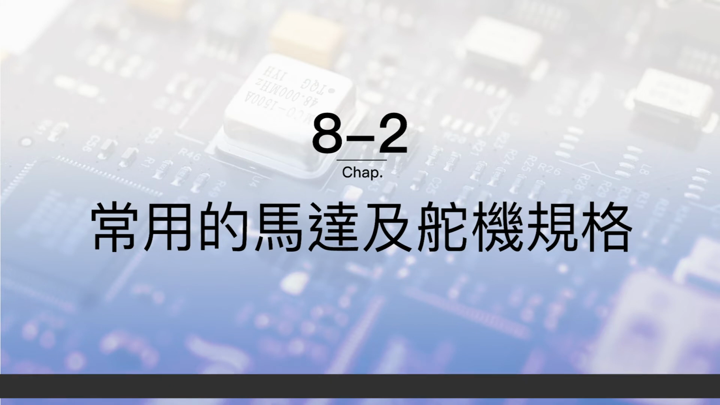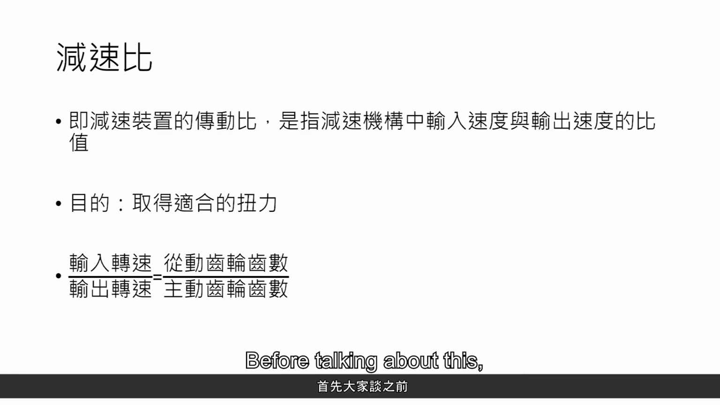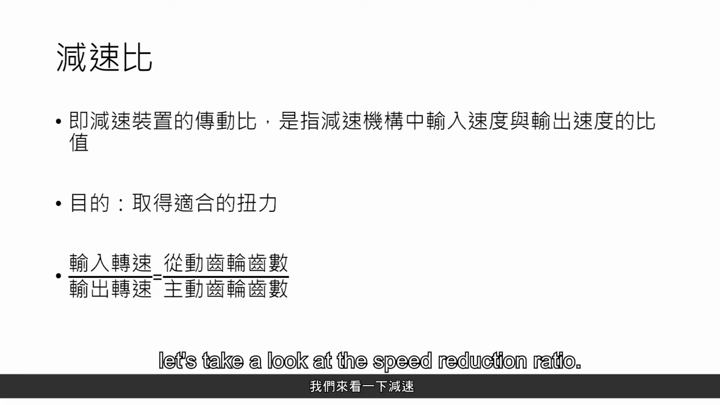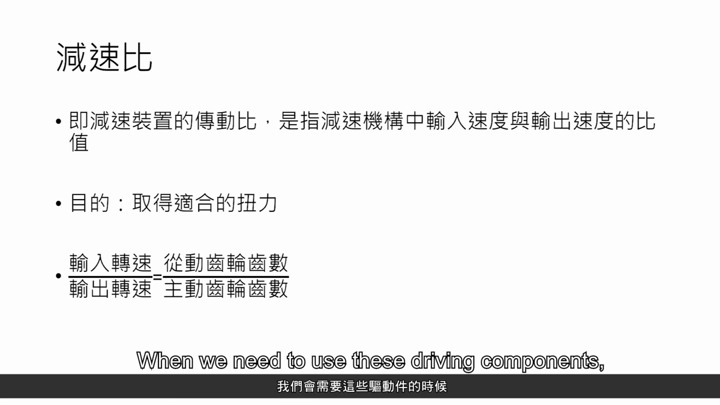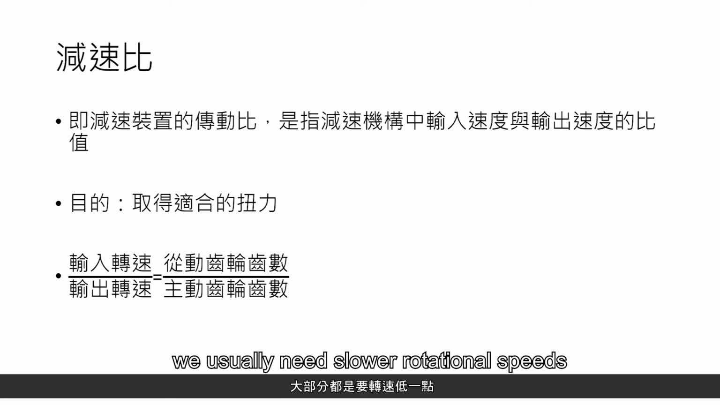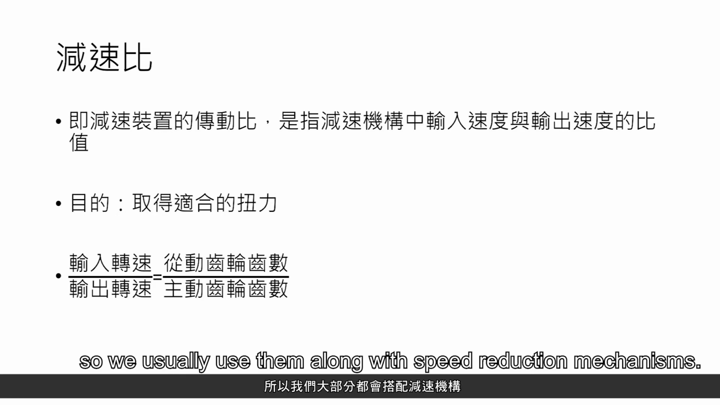Let's talk about the specs of motors and servos that are commonly used. Before talking about this, let's take a look at the speed reduction ratio. No matter if it's about motors or servos, the driver part is always the motor. In principle, motors have high speed and low torque. For actual applications, they don't meet our requirements. When we need to use this driving component, we usually need slower rotational speed and higher torque. So we usually use them along with speed reduction mechanisms.